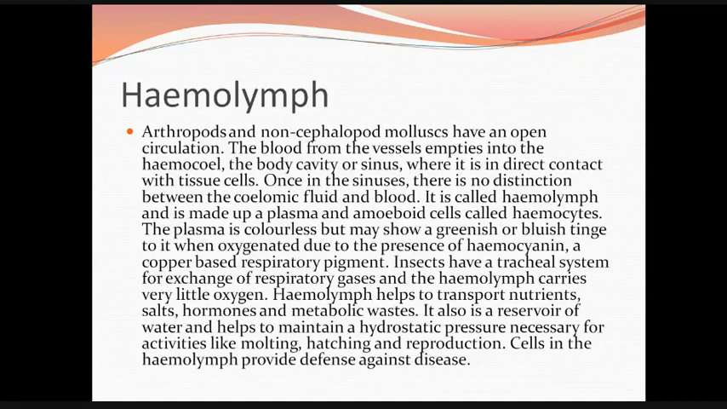This hemolymph will have the plasma and amoeboid cells, and these amoeboid cells are a bit modified, which are called hemocytes. Now when we talk about the plasma, plasma is always colorless, but most of the time they have a respiratory pigment, which is called hemocyanin. And this hemocyanin is a copper-based respiratory pigment. When it combines with oxygen, it gives a greenish blue tinge to the plasma.